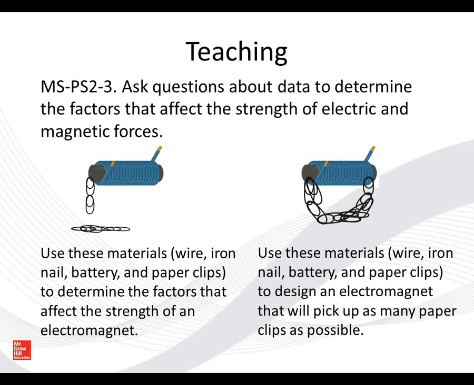In the first case, the challenge given to the kids is: use these materials to determine the factors that affect the strength of an electromagnet. So what are the factors? The kids might investigate and find out that the number of turns of wire is directly related to the number of paper clips it picks up. On the right-hand side, we have the same materials, slightly different phrase: use these materials to design an electromagnet that will pick up as many paper clips as possible.